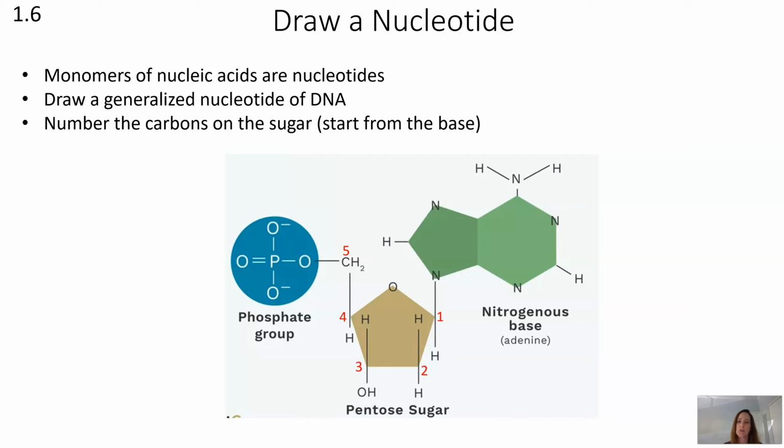The reason I asked you to number those carbons on the sugar is that's going to be really important as we go into more detail of studying DNA. Knowing where especially that 3rd carbon is and the 5th carbon is really important. So if you notice, it's the 5th carbon on the opposite side from the nitrogenous base that's bonded to the phosphate group. So keep in mind the 5th carbon of that pentose sugar is bonded to the phosphate group.